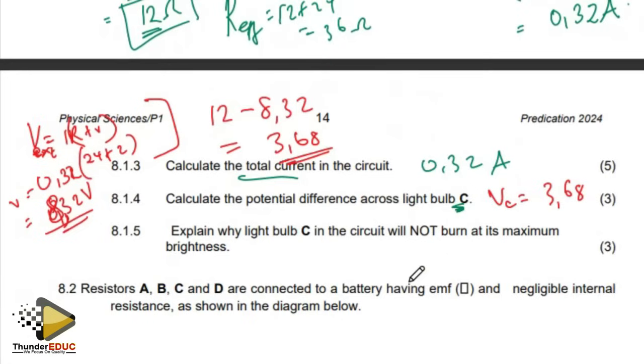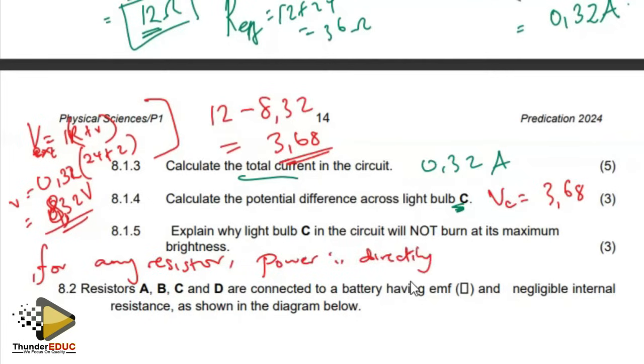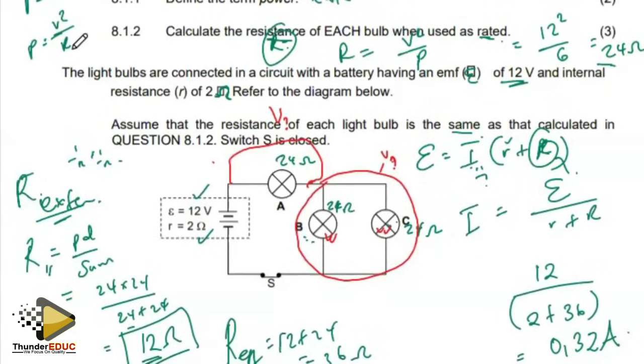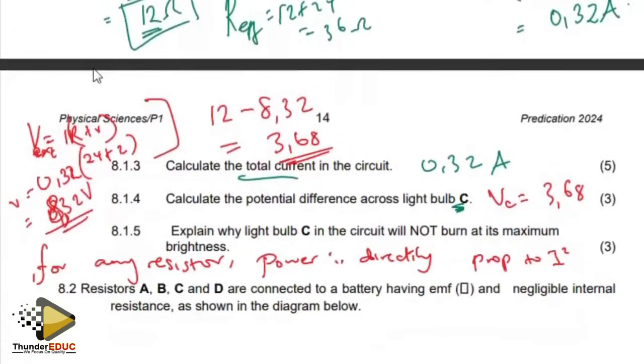So how do we put that into consideration or into explanation? We can say that for any resistor, the power is always directly proportional to I squared. Remember I said it was I squared R, or V squared over R, and inversely proportional to the resistance. Which means that however much the power increases, the resistance just tends to decrease.